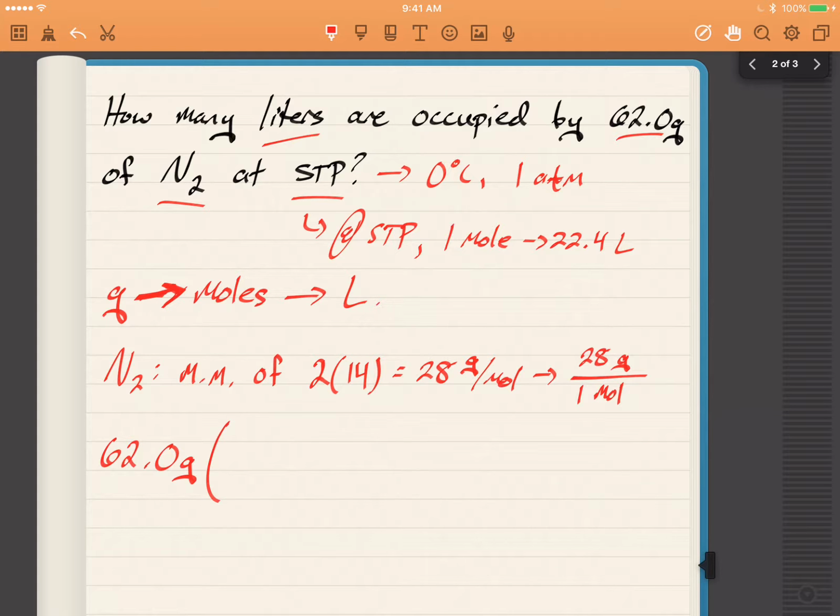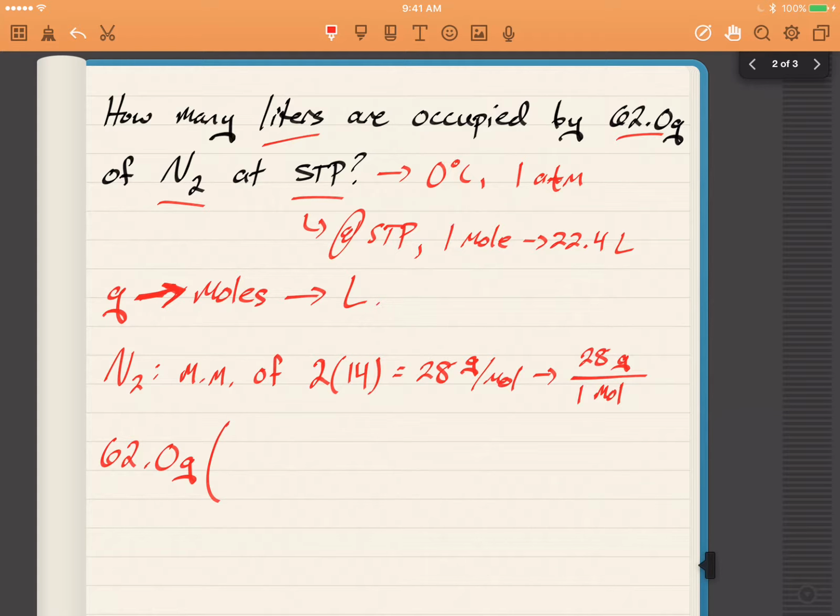This here is going to be a great big sad face because moles and moles, that's not going to work. I've got to have moles on the bottom down here. So I'll get rid of this guy and write it the other way around. 22.4 liters over 1 mole. Yay! Let's turn that frown upside down, Buster Brown. Because moles now cancels, and my answer is in liters the way it should be.